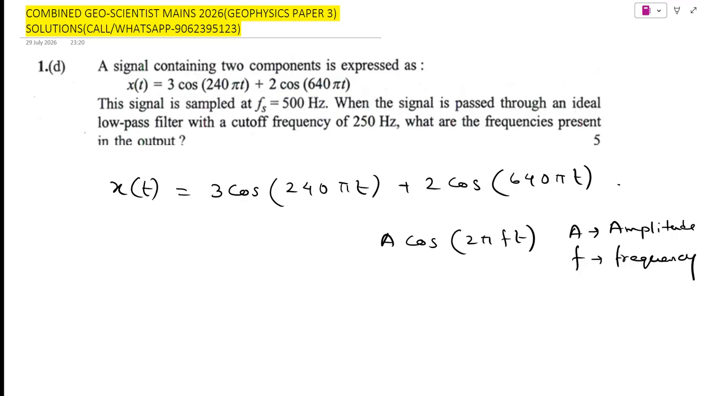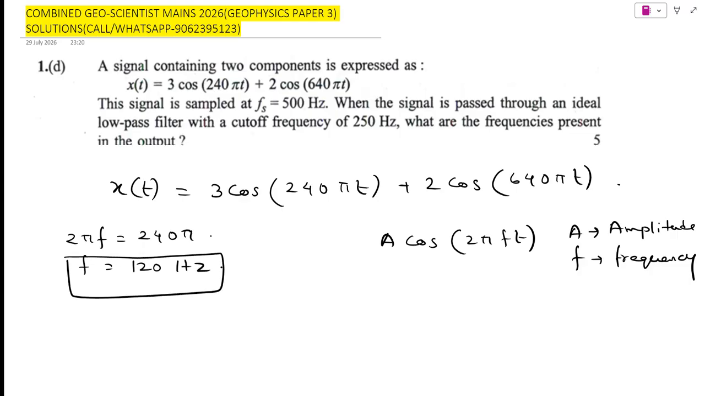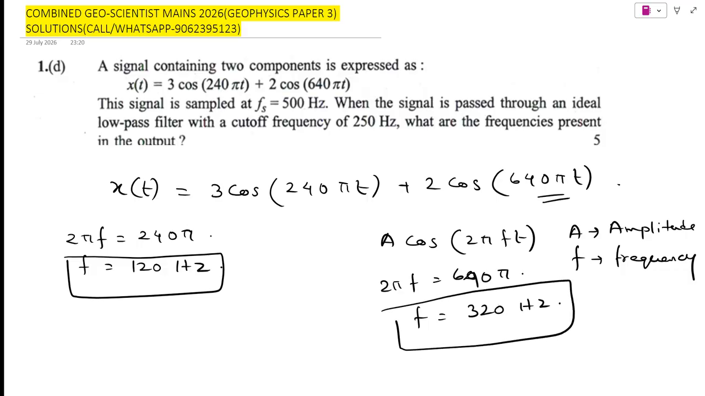Now, compare 3 cos 240 pi t with a cos 2 pi f t. Therefore, 2 pi f is 240 pi. Dividing by 2 pi, we get f equal to 120 hertz. So the first frequency is 120 hertz. Now compare 2 cos 640 pi t with a cos 2 pi f t. So 2 pi f is 640 pi, therefore f will be 320 hertz.